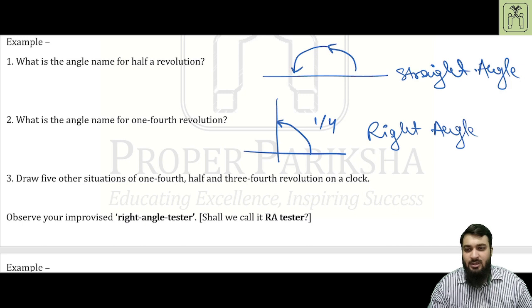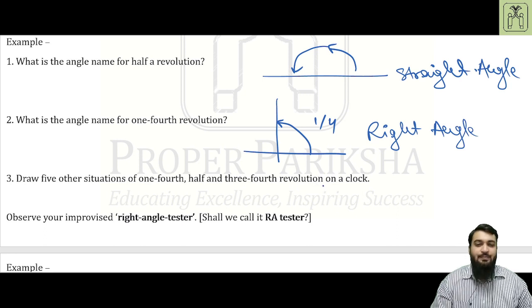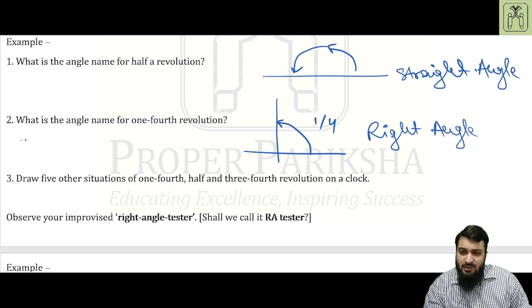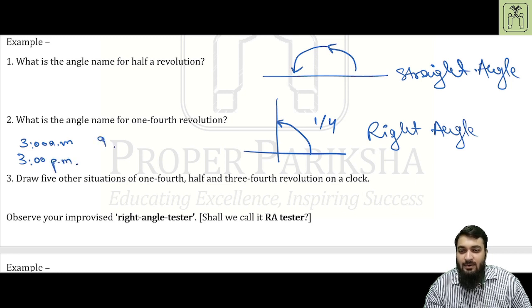Okay. Coming to question number 3. Draw 5 other situations of 1/4, half, and 3/4 revolutions on a clock. Absolutely, you can write it. What will be 5 other situations of 1/4? Okay, I'll write it over here only. When it is 3 o'clock, 3 a.m. and 3 p.m. Okay, and 9 a.m. and 9 p.m.